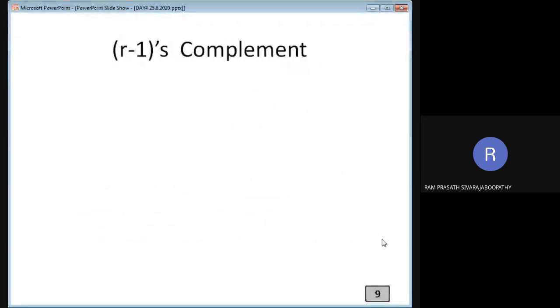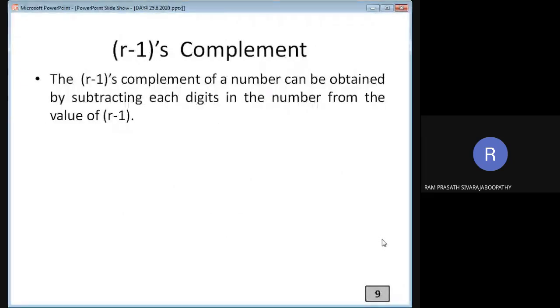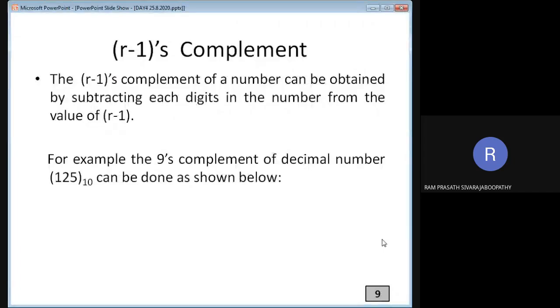Fine. First, let's see the r minus 1's complement. The r minus 1's complement of a number can be obtained by subtracting each digit in the number from the value of r minus 1. For example, the 9's complement of decimal number 125 can be done as shown below. Which number am I using here? 125, with base 10, the radix value of the decimal number. So r minus 1 means 10 minus 1, that we call 9's complement.